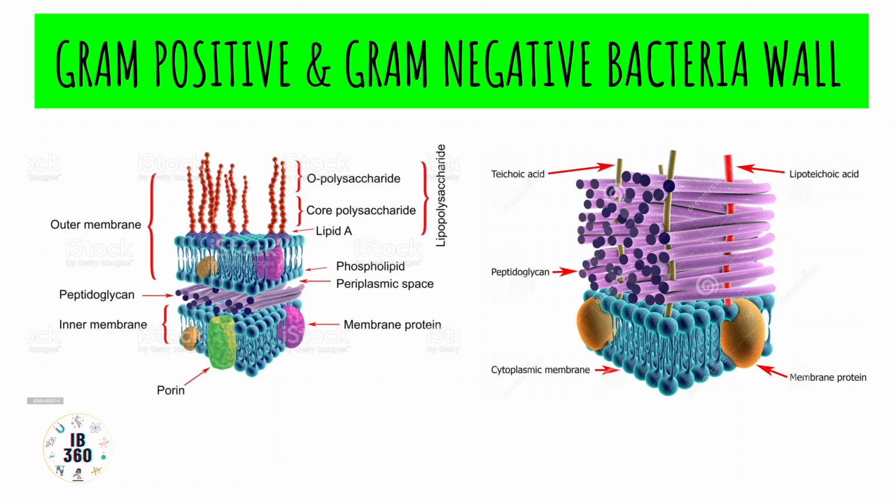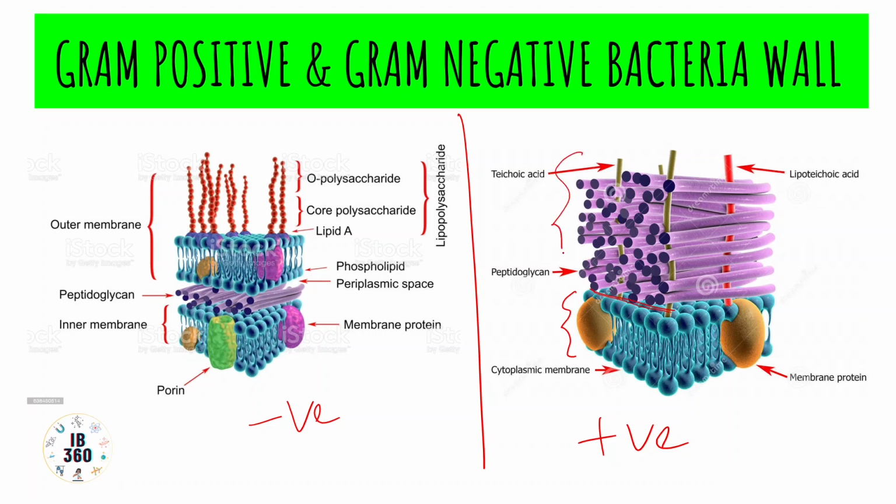Here the structure is very clear. This is gram negative and this is gram positive. As you can see, this region is the cytoplasmic membrane, and above this there is hardly any periplasmic space. Periplasmic space is the space between the plasma membrane and the cell wall, and there is hardly any here. Immediately next to the plasma membrane we see a huge chunk of peptidoglycan layer, and in between there are teichoic acid and lipoteichoic acid installed.